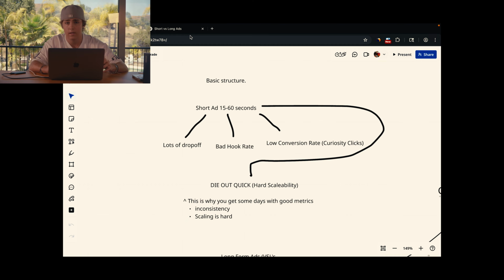Your short ads are going to saturate the audience really fast and going to be a lot harder to scale, so I really want you guys to grab a piece of paper and actually take notes on what I'm going to teach you, because this could really change the game for you.